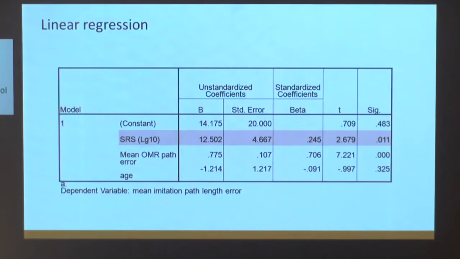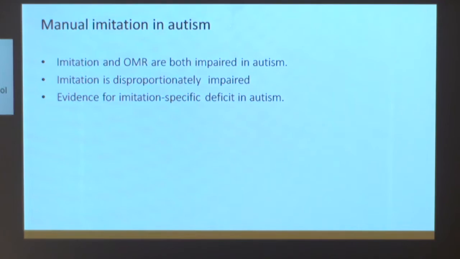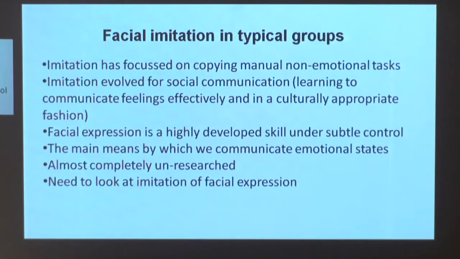Okay, so just to summarize that part, this is evidence that imitation and OMR are both impaired in autism. There are motor control problems, no question about that, but there's an additional impairment when it comes to imitation. So that's providing some evidence for an imitation-specific deficit in autism. Okay, what about facial imitation?